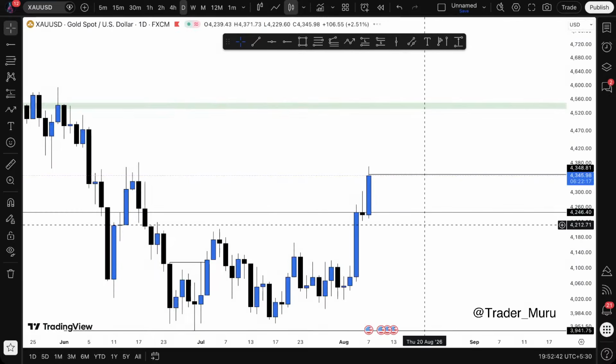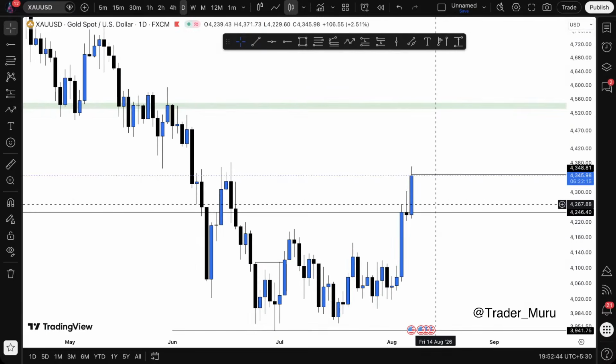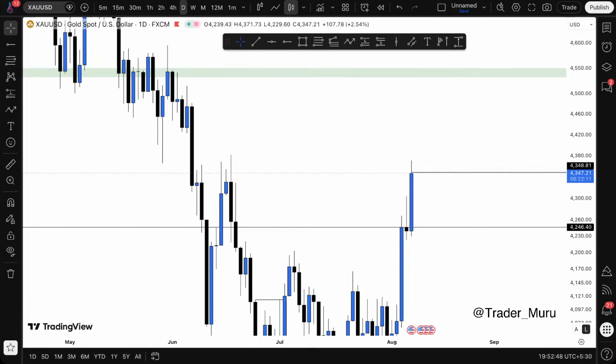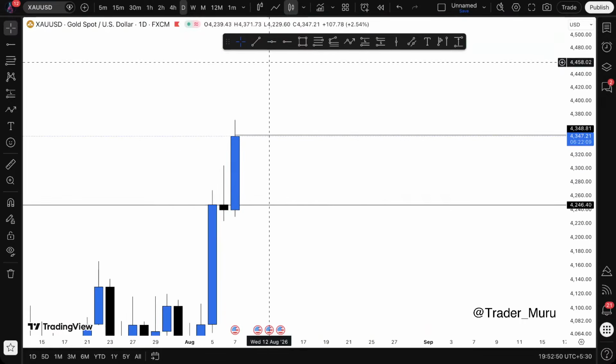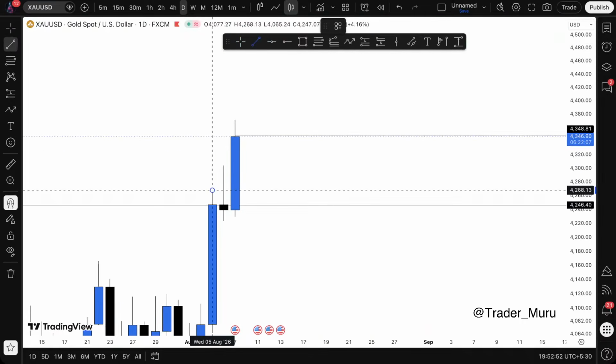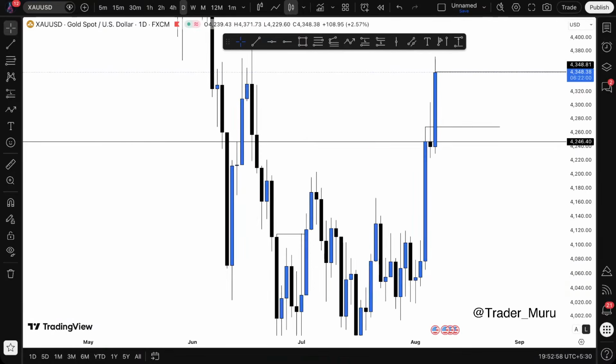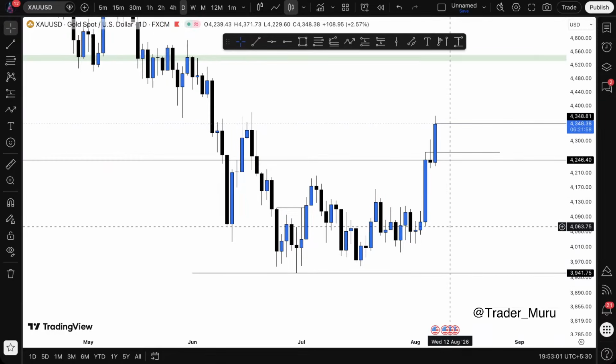Daily: 4245 is best here, and for daily it needs to close below 4268, so 4245 will be better. Then it can drop and test these areas.